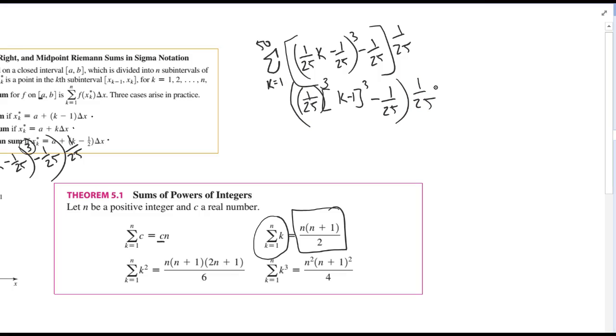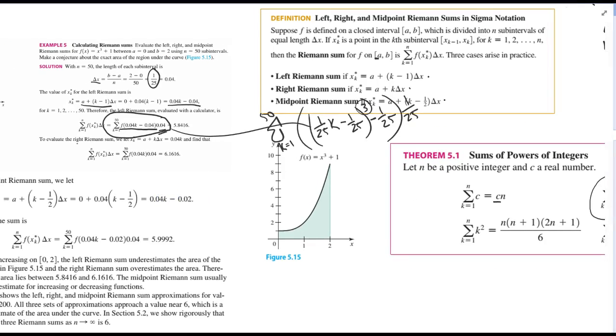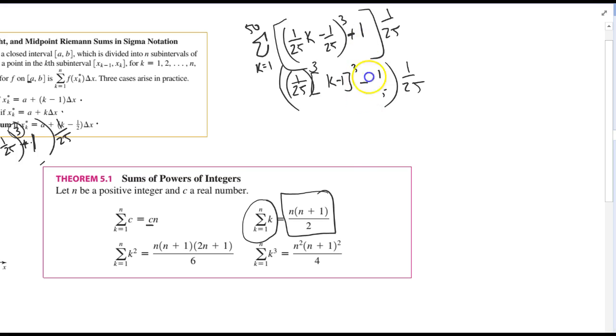To make my life a little easier, I'm going to write this as, sorry, I made an error there. This should be minus 1, not 1 over 25. So minus 1 because of, ooh, it's actually plus 1. I'm glad I looked at that. This is going to be plus 1, right? Because I'm plugging in my x sub k point cubed plus 1.